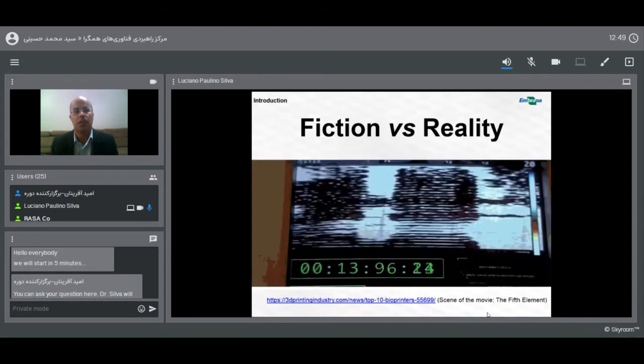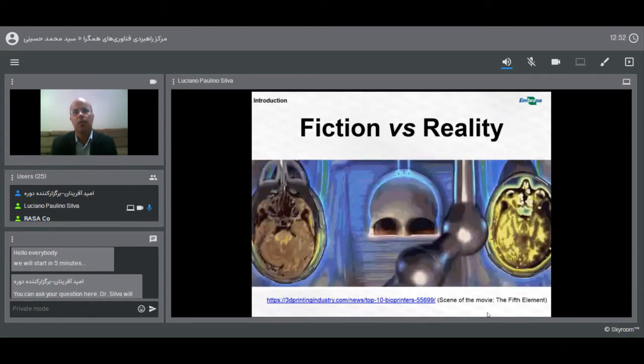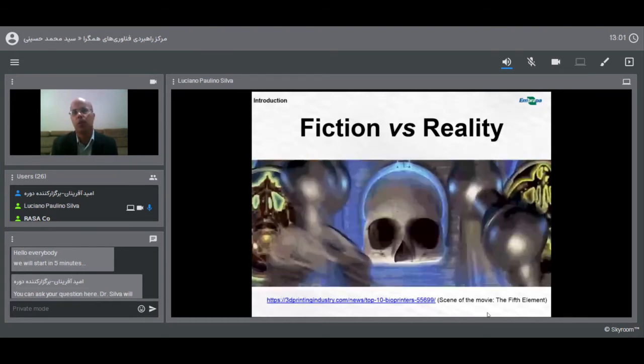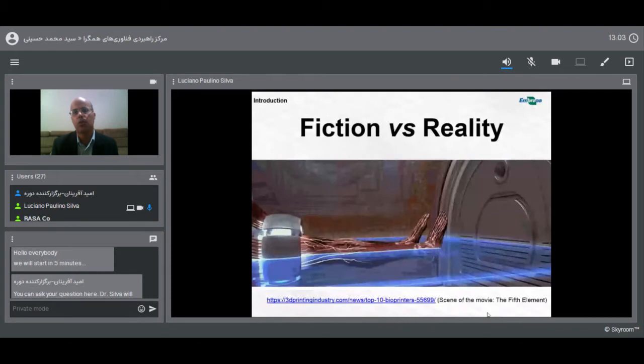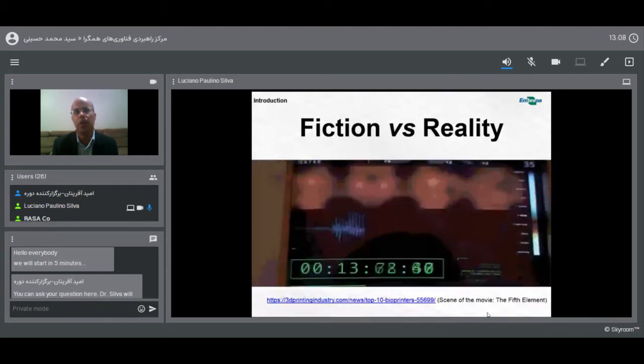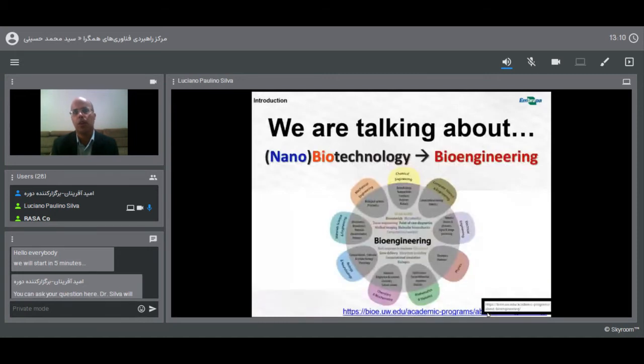Well, and in this way we can understand biofabrication as fiction or reality. This is a scene from a movie, the movie The Fifth Element, in which a woman is constructed using some kind of bioprinter. And we also have to understand what we are talking about. We are talking about the possibility of using biotechnology and nanobiotechnology to perform a bioengineering approach.